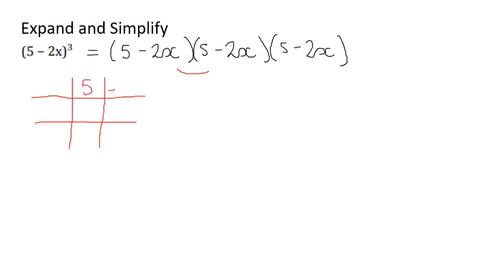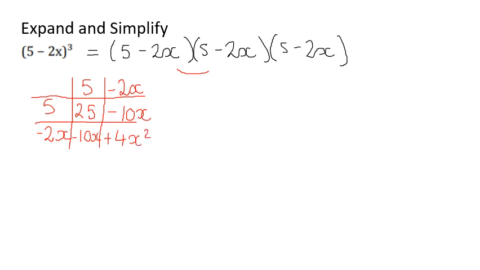So we've got 5 take 2x, 5 take 2x. 5 times 5 is 25. 5 times negative 2x is negative 10x. 5 times negative 2x is also negative 10x. And negative 2x times negative 2x is a positive 4x squared.